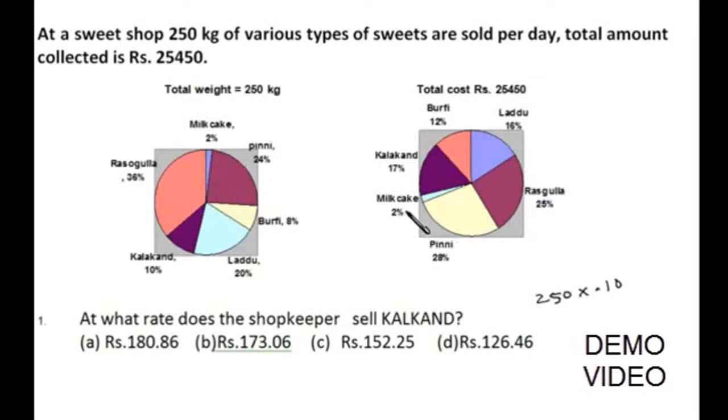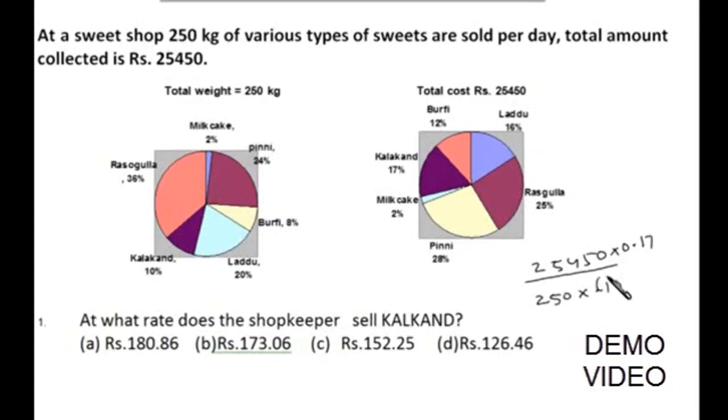Now what is the total cost, that is the total amount that is arrived by selling Kalakand? That is 17% of 25450, right? So it's 25450 into 0.17. Now let's see how we calculate that. I can just remove the decimals from both the places.